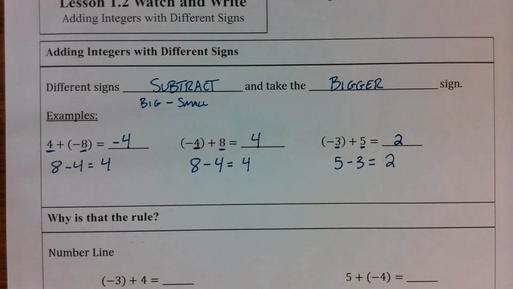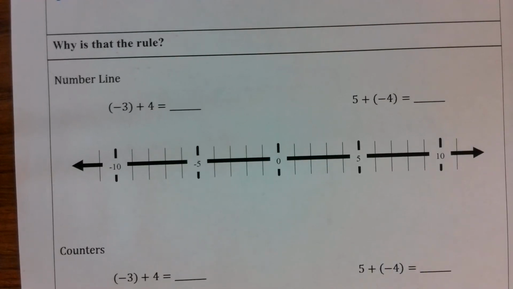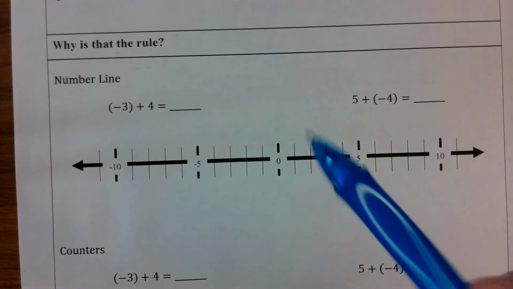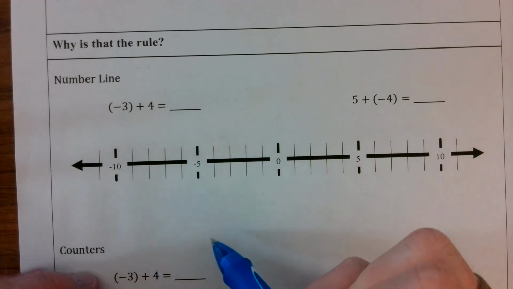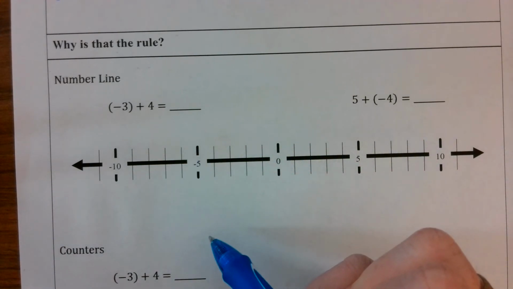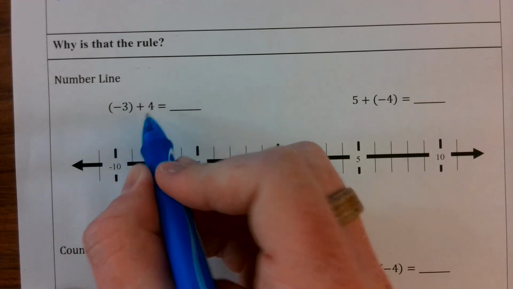Now, why is that the case? Normally, when we add, we move to the right. When we subtract, we move to the left. Adding negatives changes it a little bit on a number line. So let's look at negative 3 plus positive 4.